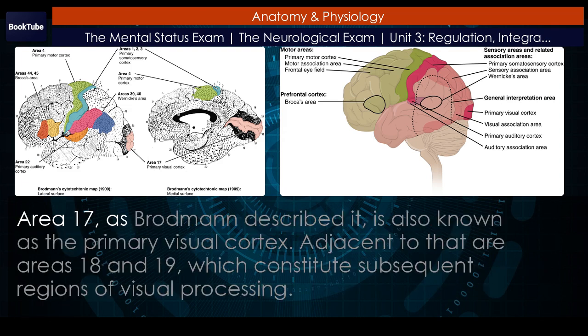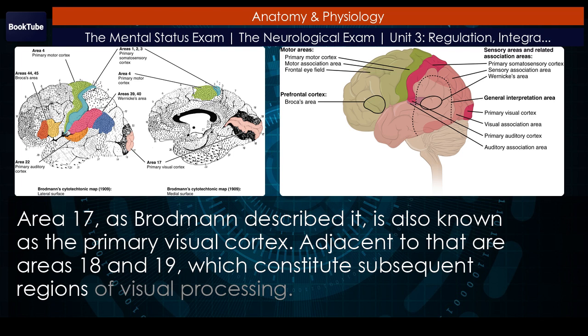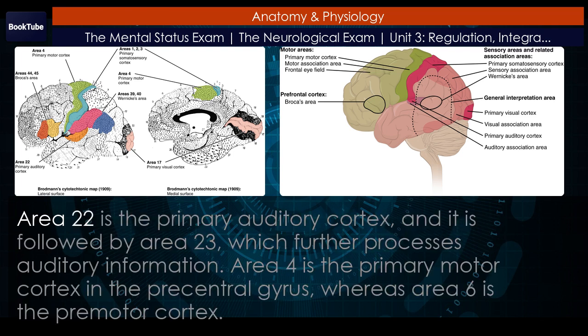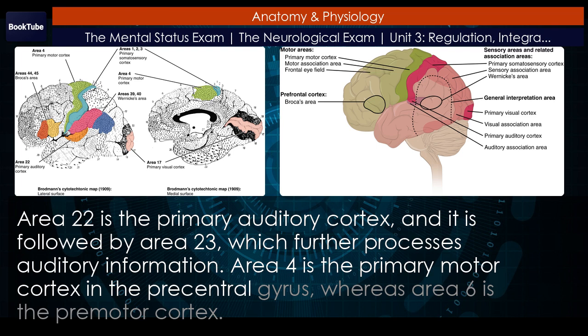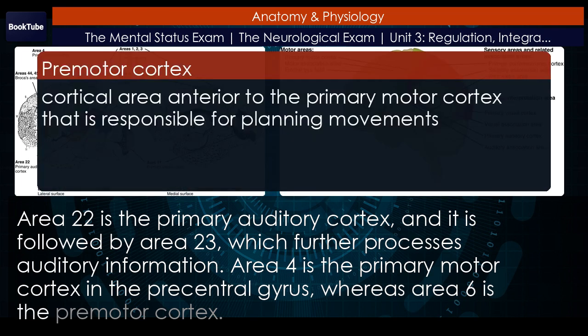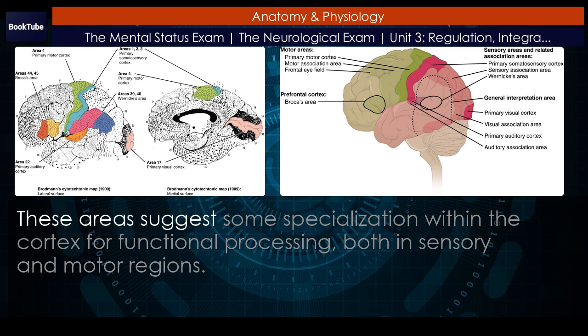Area 17, as Brodmann described it, is also known as the primary visual cortex. Adjacent to that are areas 18 and 19, which constitute subsequent regions of visual processing. Area 22 is the primary auditory cortex, and it is followed by Area 23, which further processes auditory information. Area 4 is the primary motor cortex in the precentral gyrus, whereas Area 6 is the premotor cortex. These areas suggest some specialization within the cortex for functional processing, both in sensory and motor regions.